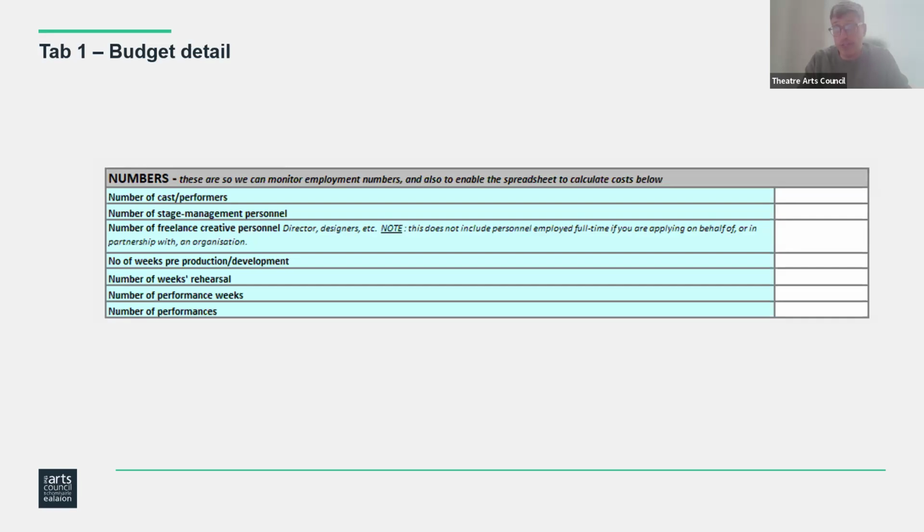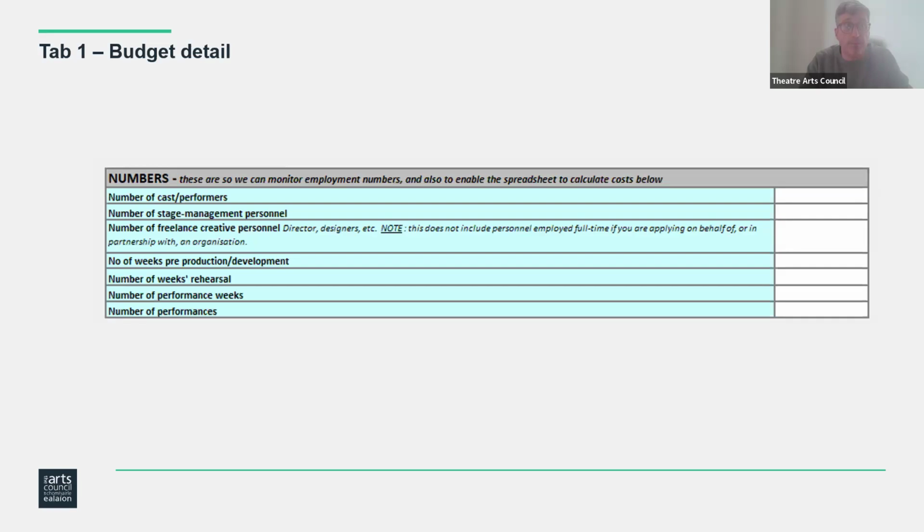This line for number of weeks pre-production slash development, for strand one or strand two, this is most relevant to you. So any kind of week or weeks of development that you can be doing for a strand one or strand two, you can input that here.